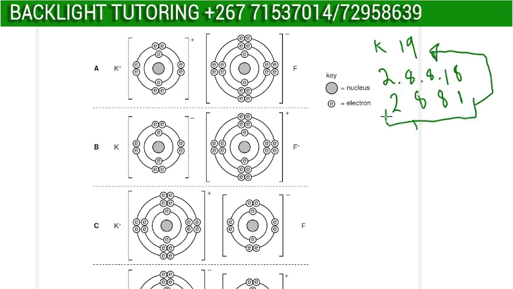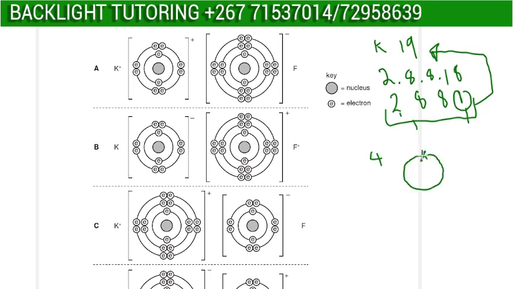So we know that the potassium must have 4 shells: 1, 2, 3, 4. So it must have 4 shells, and the last shell has 1 electron. This electron is the one that is going to be given to fluoride. So let me draw the last shell.